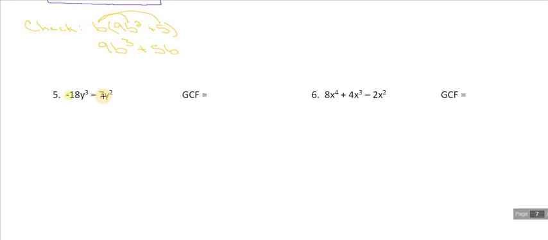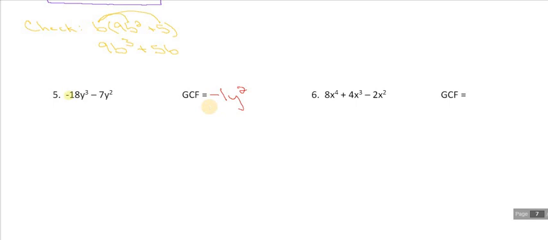7 is the smallest number. Does it divide evenly into 18? No. 7 can't be broken down any farther. So numerically, they don't have anything in common. Variables, they both have y's. Smallest exponent is y squared. So because we have that negative in the front, we're going to pull out, and I'm going to write it as a negative 1 y squared as the GCF.